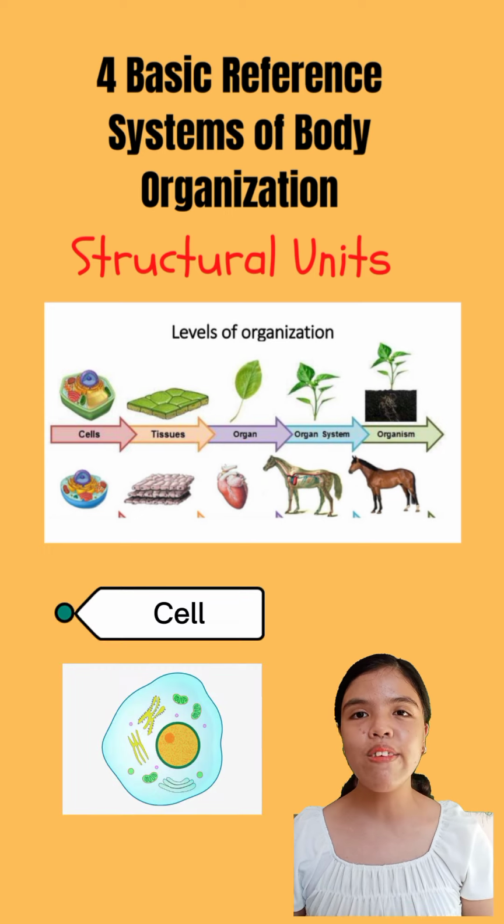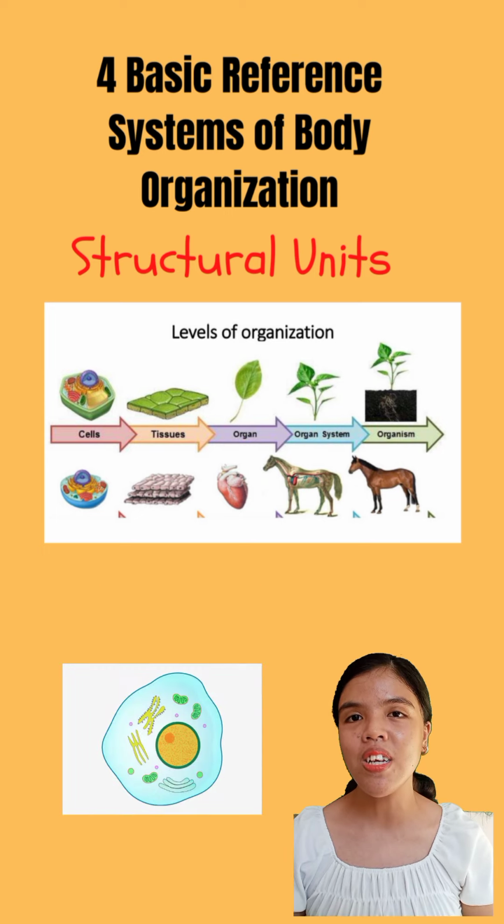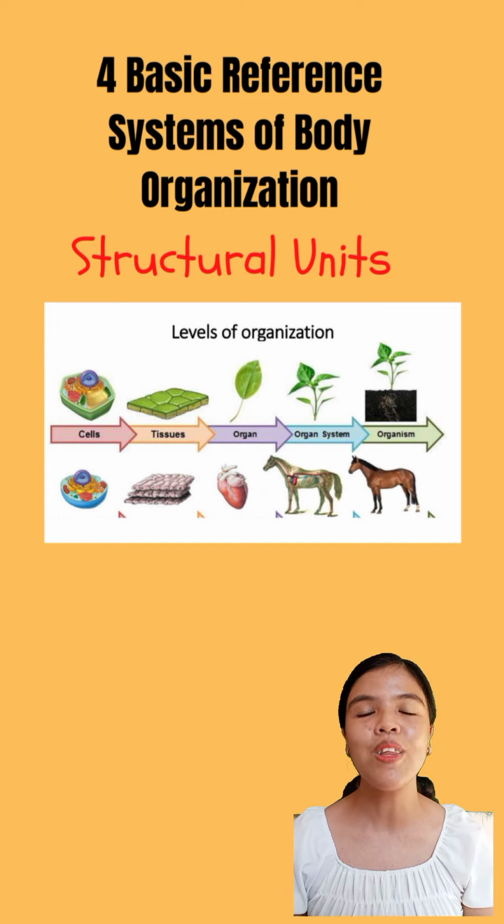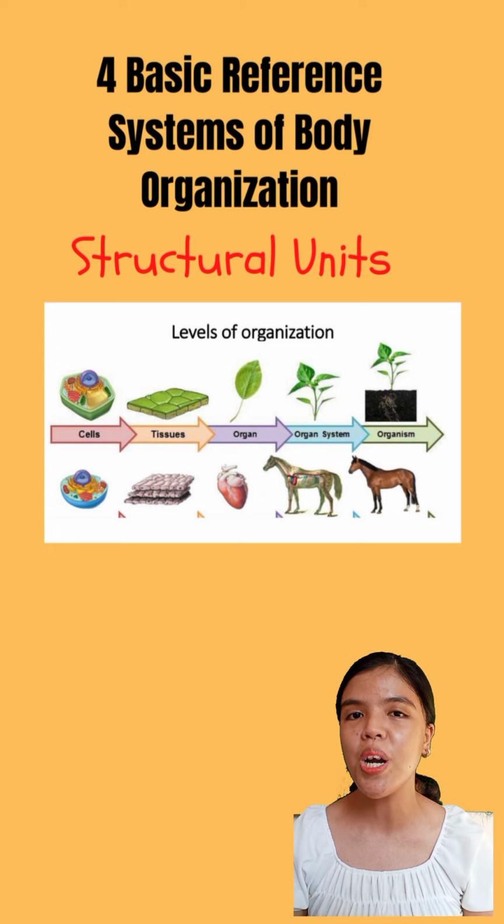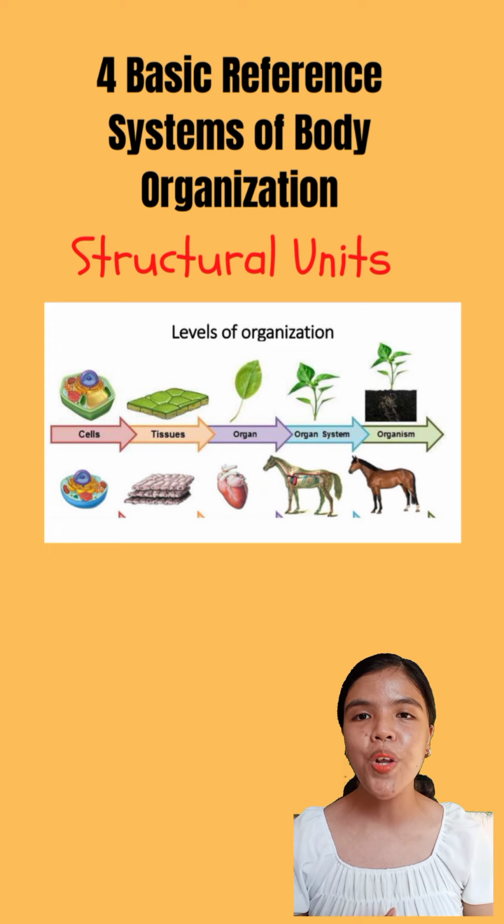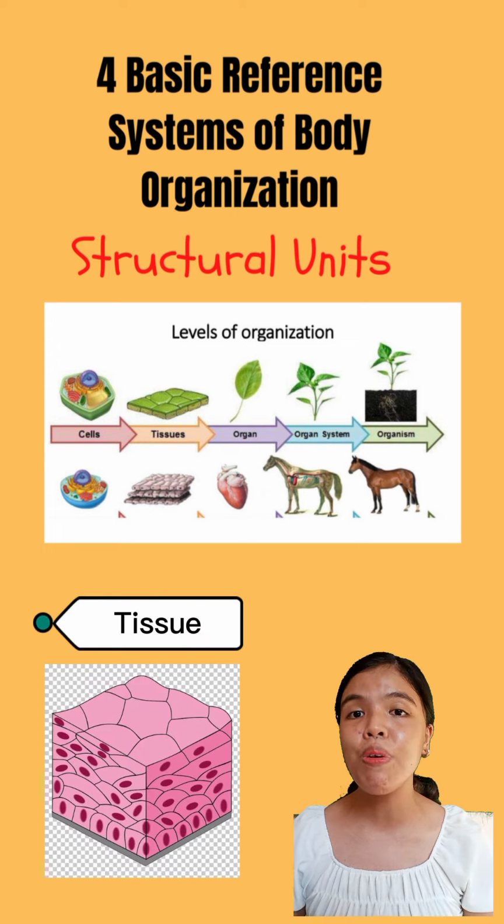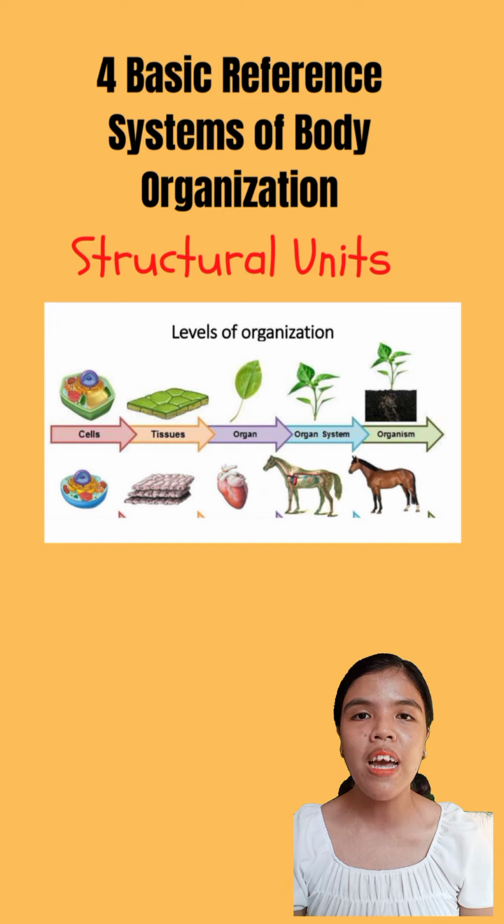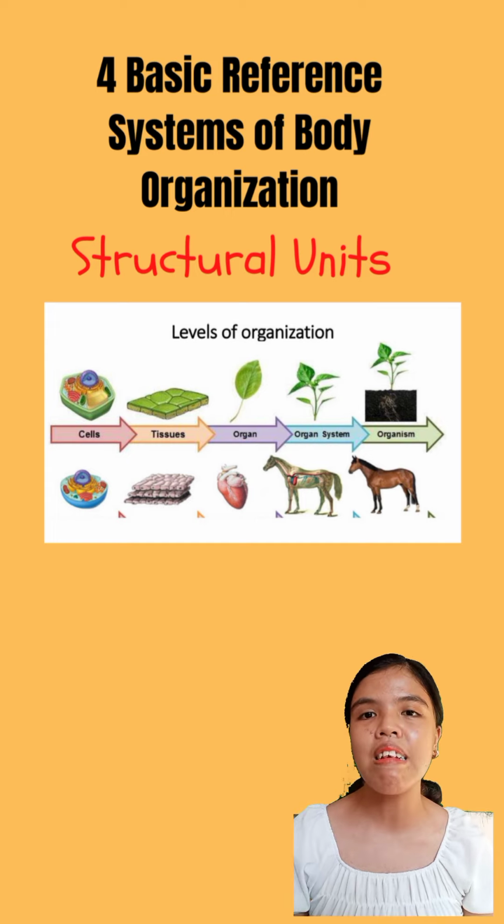Our last reference, the structural units. A cell is the smallest independently functioning unit of a living organism. All living structures of human anatomy contain cells, and almost all functions of human physiology are performed in cells. The second one is tissue. It's a group of many similar cells, although sometimes they are composed of a few related types that work together to perform a specific function.